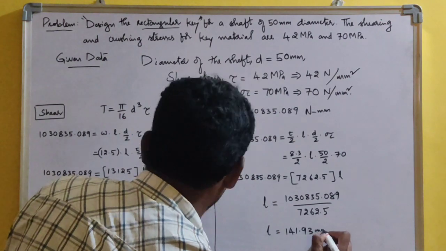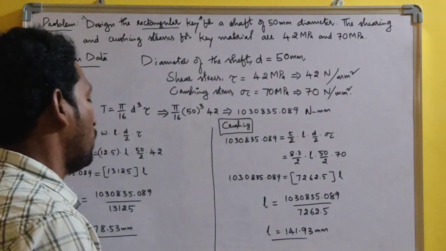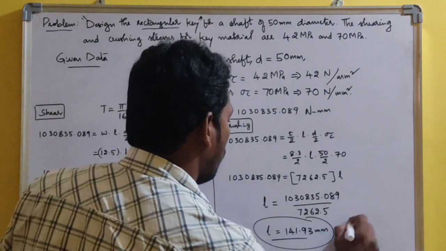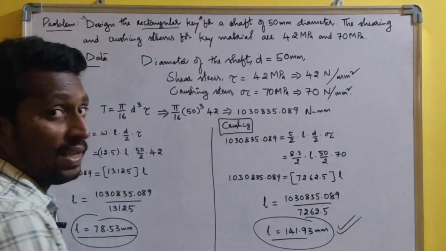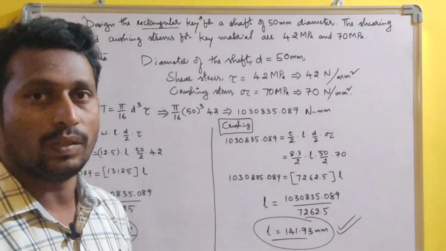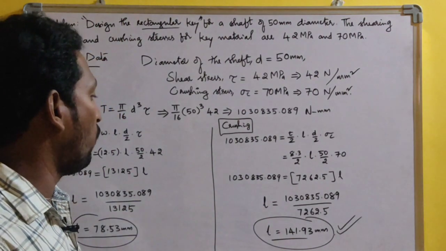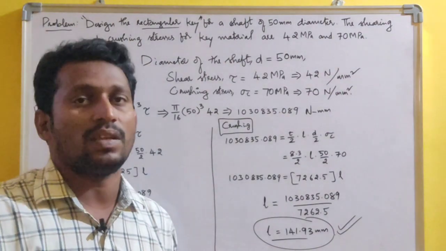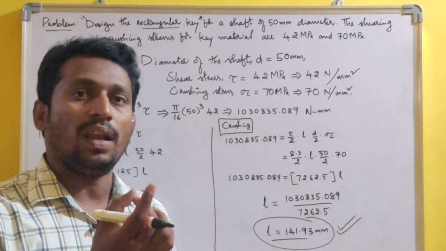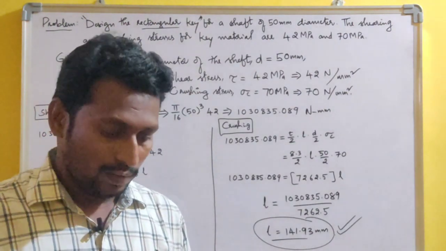From both these values, which one is the larger one? This one is the larger one, so we will consider this as the length of the key. This way we find the various dimensions of the key: width, thickness and length. Thank you so much.